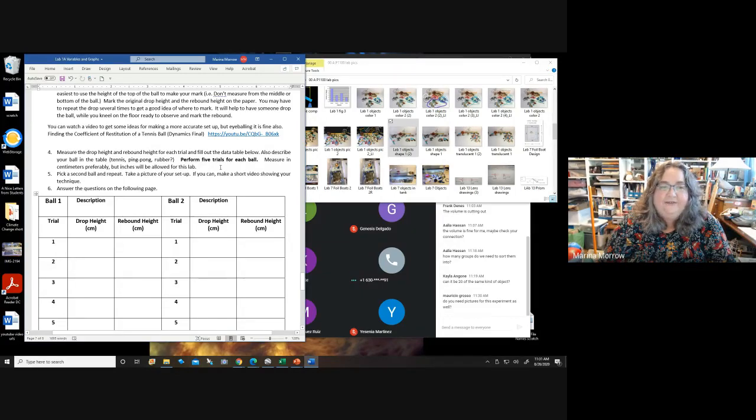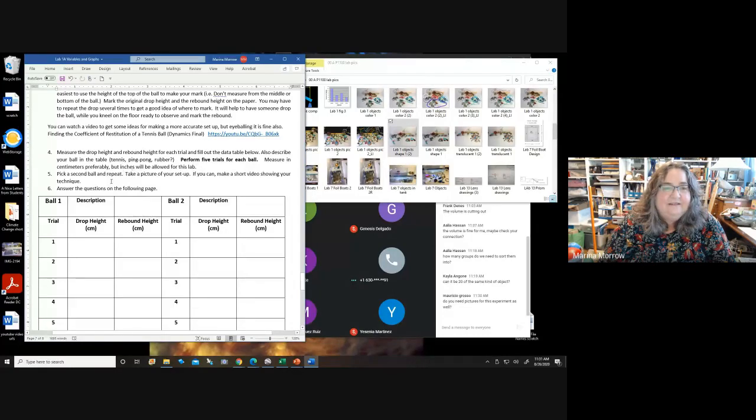You're going to do 5 trials for each ball. You're going to have 2 different balls, and they shouldn't be 2 tennis balls, unless they're 2 tennis balls where one is much worse than the other. And I will allow you to use inches, because maybe your tape measure is only in inches, or your meter stick is really a yardstick. So if you have to, you can use inches.